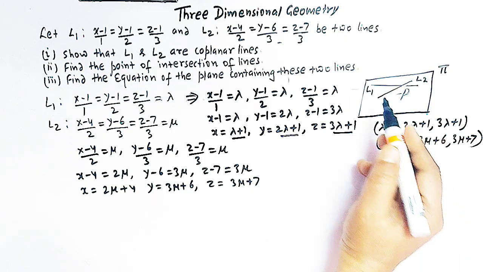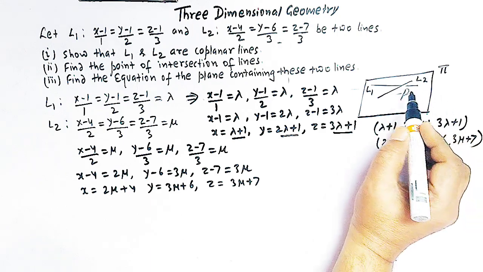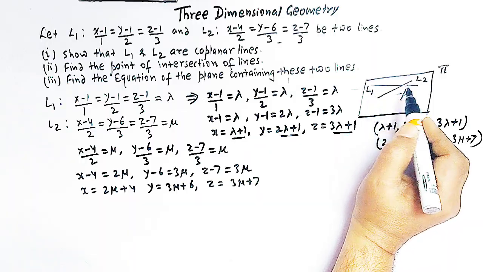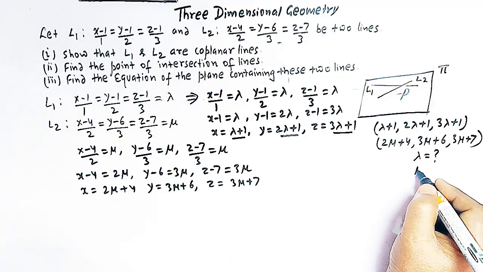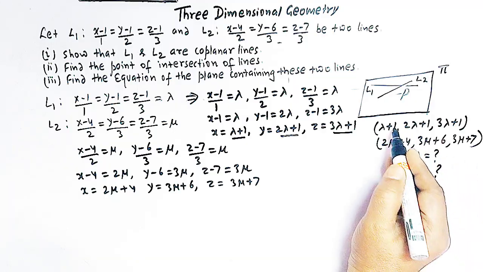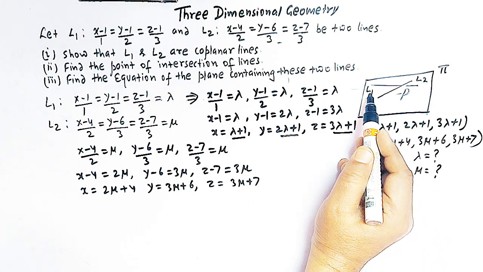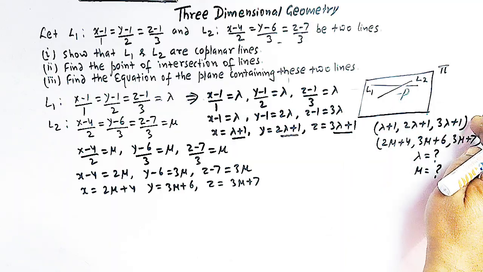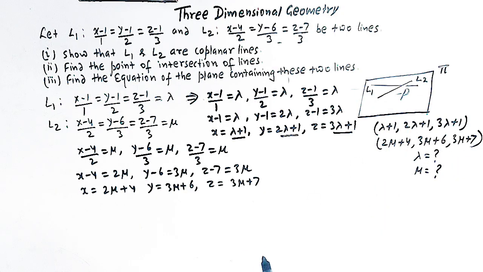Okay, so now if the two lines L1 and L2 are intersecting, right, then we have a common point P which lies on both the lines L1 and L2. So for some value of lambda and some value of mu, these two coordinates must coincide, right? Or in other words, we can say that if L1 and L2 are intersecting, then these two coordinates must be equal to each other, because here we have only one point of intersection of the two lines L1 and L2.